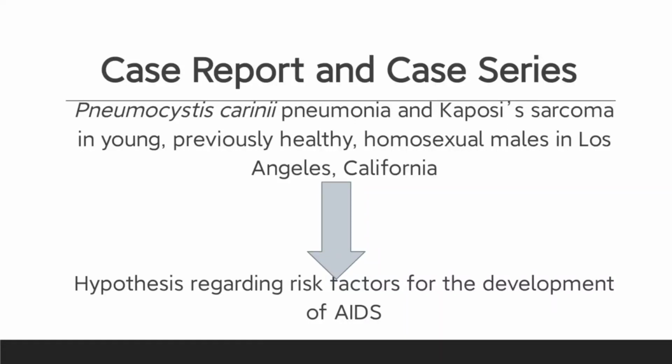AIDS, acquired immunodeficiency syndrome. So yung mga young, previously healthy homosexual males na to, bumaba yung kanilang CD4 count, yung kanilang immune system, no? Yung protection nila against normal foreign pathogens. So, mas madali silang ma-infect ng Pneumocystis carinii, kaya nagkakaroon sila ng PCP, and lumalabas yung Kaposi's sarcoma.